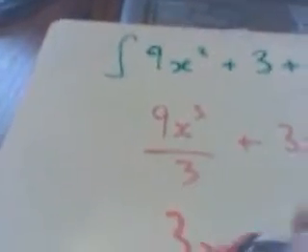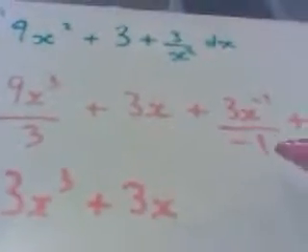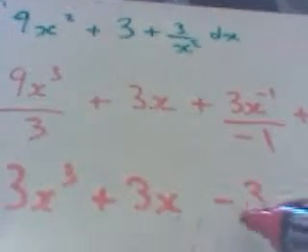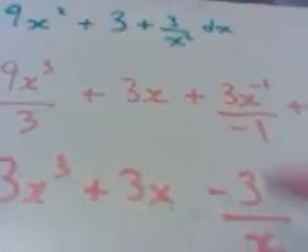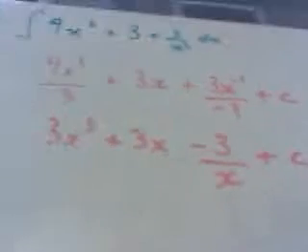So that's 3x cubed plus 3x minus 3 over x, because x to the minus 1 is 1 over x, plus c.